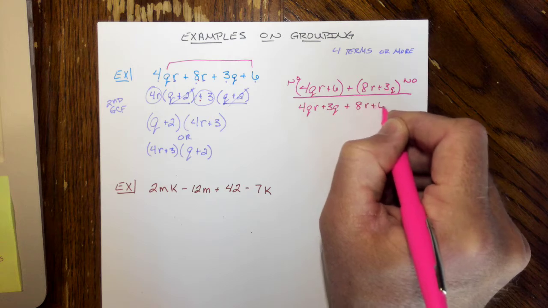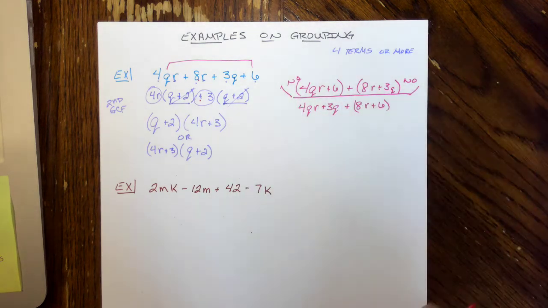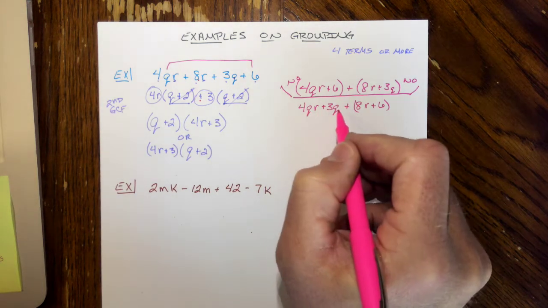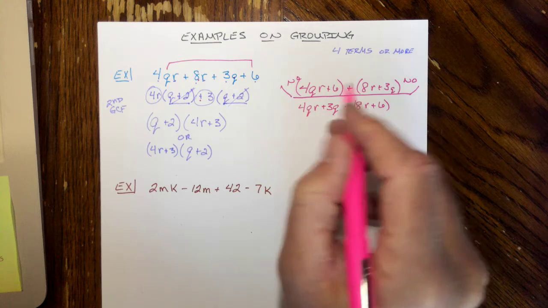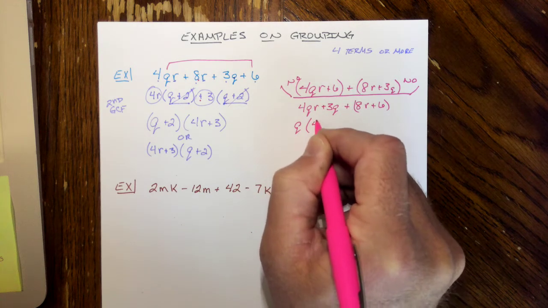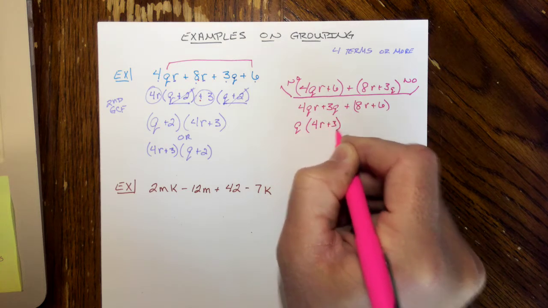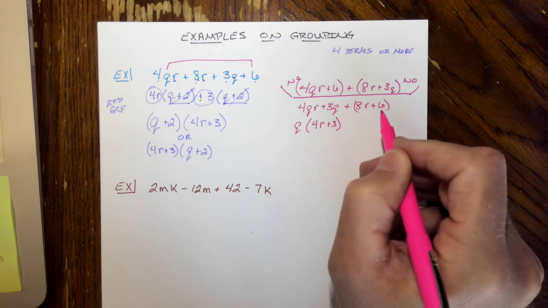8R plus 6. So this was a no. Again, it can happen. You guessed wrong. Okay. Let's see what we can get out of this. Well, I can get a Q out of this, leaving us with 4R and then plus 3. What can we factor out of this?